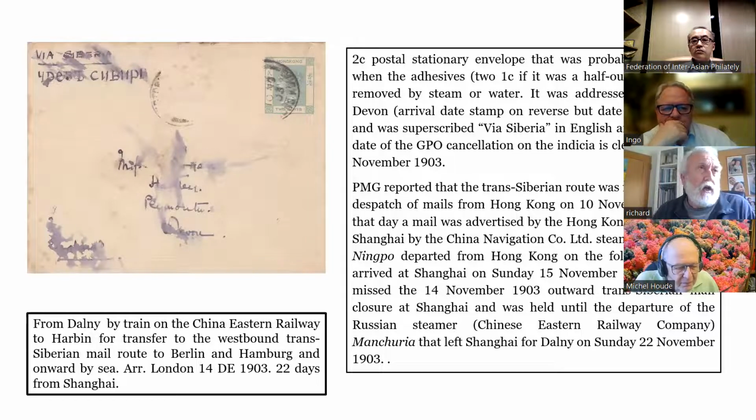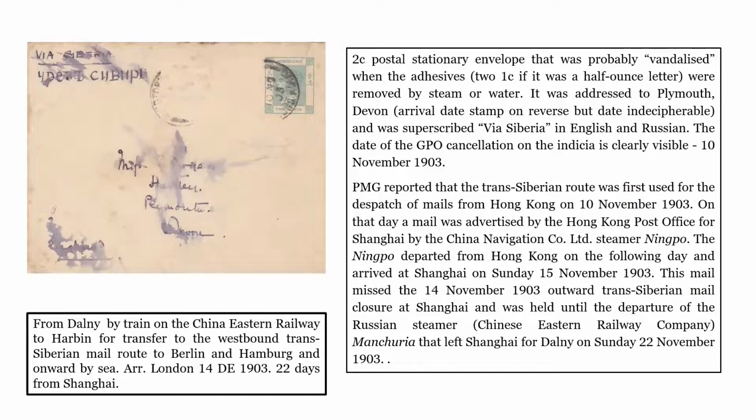And in Shanghai, it was transferred from the British Post Office into the China Eastern Railway Company for their steamer Manchuria. And that left Shanghai for Dalny, which was the end port of the China Eastern Railway, on Sunday the 22nd. And from Dalny, it went by train on that railway to Harbin, and then transferred westbound to Berlin. And I think it went to Hamburg, and then onward by sea to England, arriving in London on the 14th of December 1903, so 22 days from Shanghai, which was quite amazing at that time.